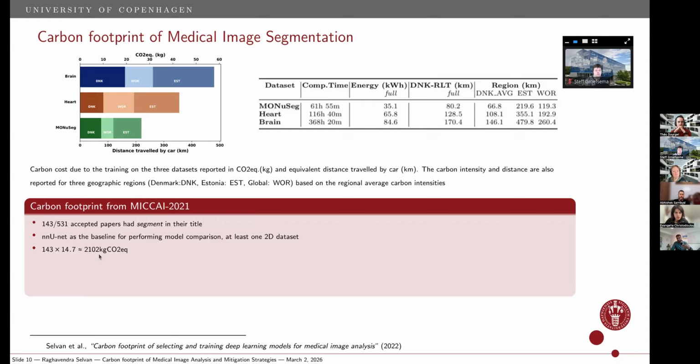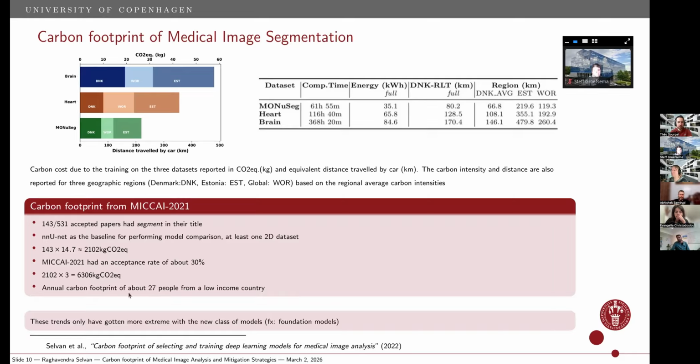And that has a corresponding carbon footprint of about 2,000 kilograms CO2. This is assuming a bare minimum, right? I don't think reviewers are happy if you just report one baseline, so this just compounds, even with one data set. And because MICCAI had about a 30% acceptance rate, all the other experiments that did not make it still had an actual carbon footprint. So you estimate that, and it was about the annual carbon footprint of about 27 people from a low-income country.